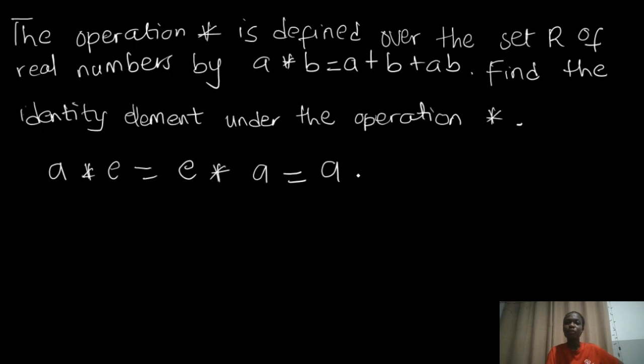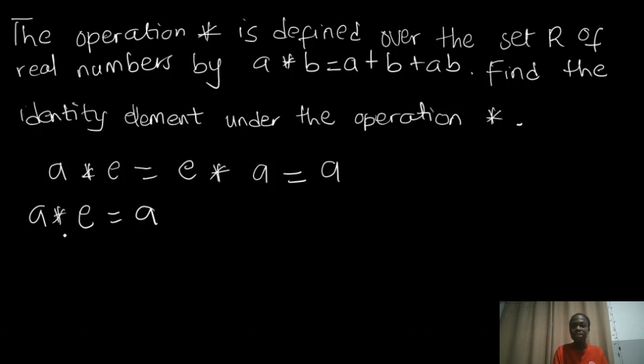So for this particular example, for you to be able to find your identity element, you either change A and make A your identity element, or you change B and make B your identity element. So we'll try any of them and see if you are going to get the same identity element for the operation. So first of all, let's make our B the identity element. So it means that now instead of A star B, we should get A star E, right? We are making our B the identity element. So if you perform this, we are supposed to get A, right?